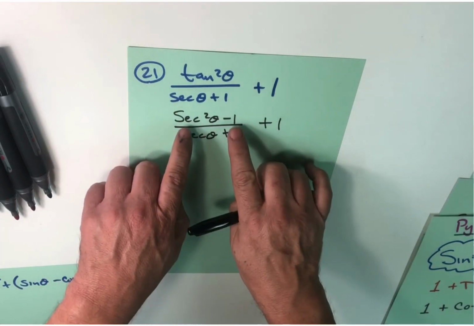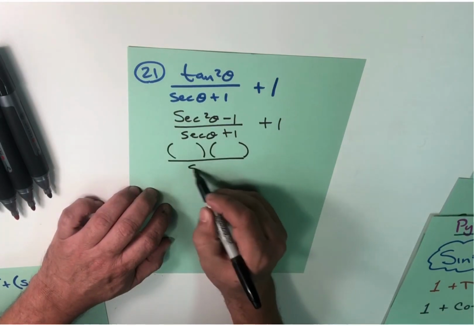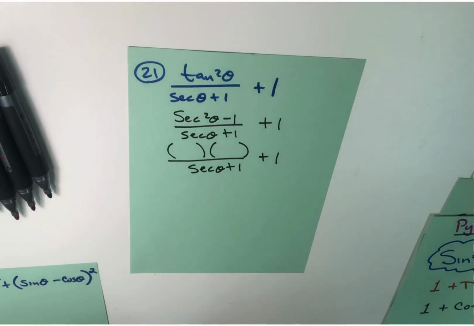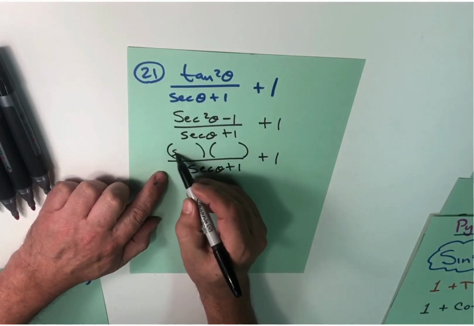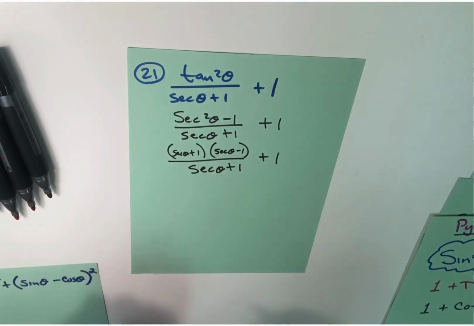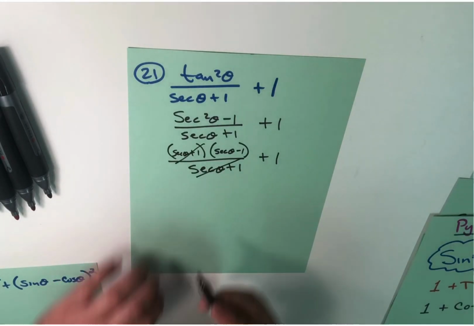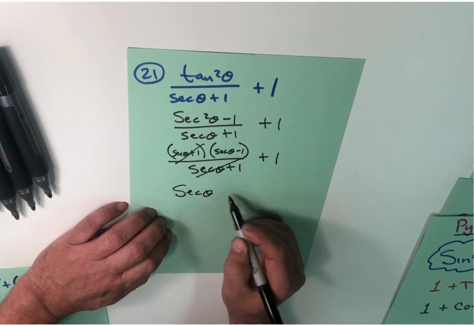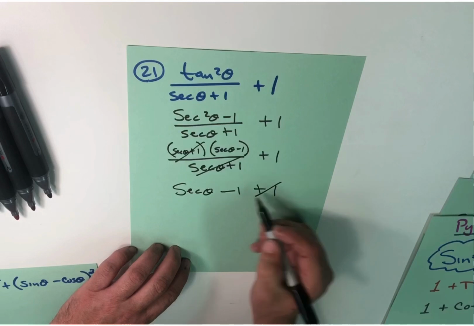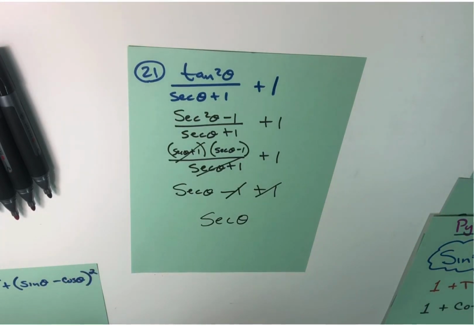Now, this is called the difference of 2 squares, so I'm going to change that into the difference of 2 squares. Secant of theta plus 1 is my denominator, and then my 1. The difference of 2 squares is secant theta plus 1 and secant theta minus 1. You should notice that these two things cancel out, leaving you with secant theta minus 1 plus 1. Well, wait, the plus 1 and the minus 1 cancel out, so your final answer is the secant of theta.